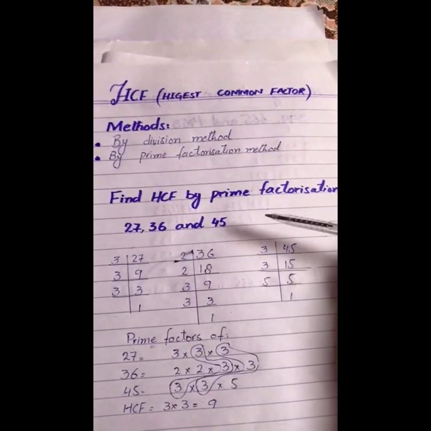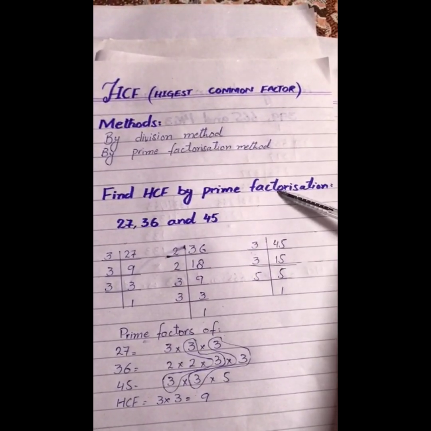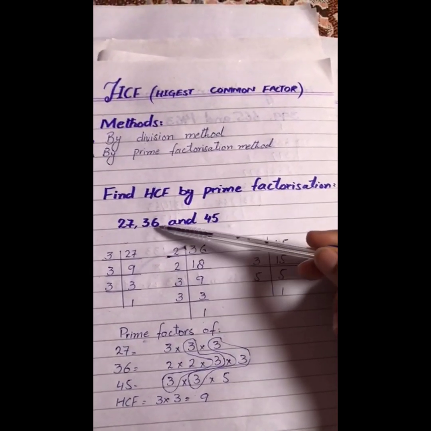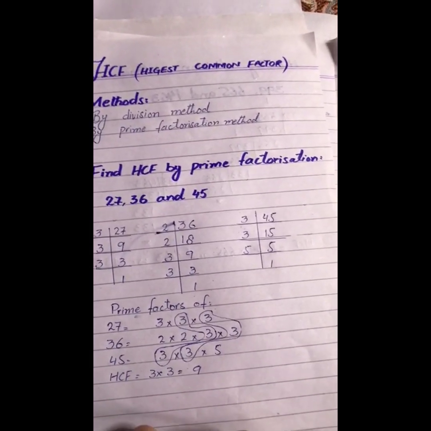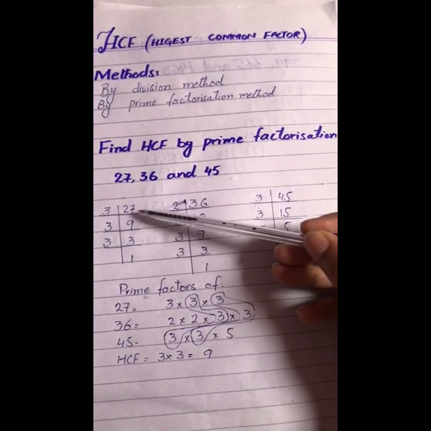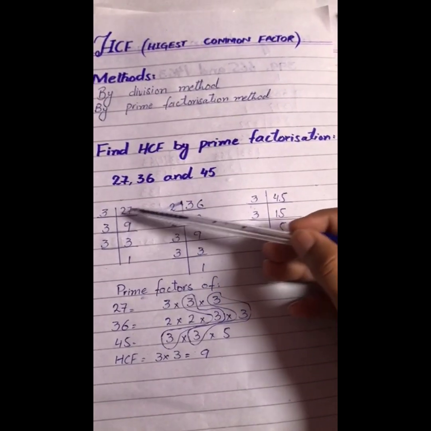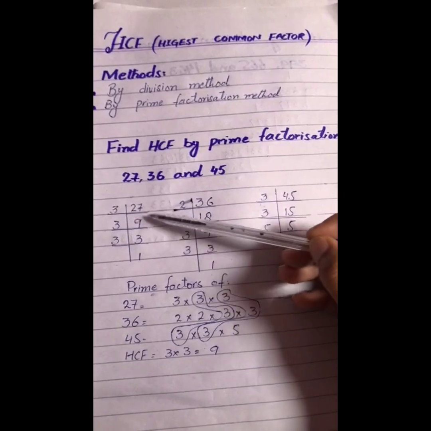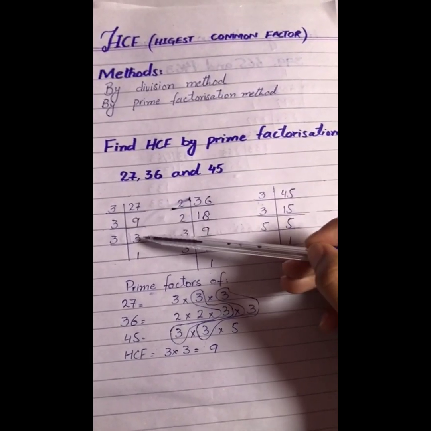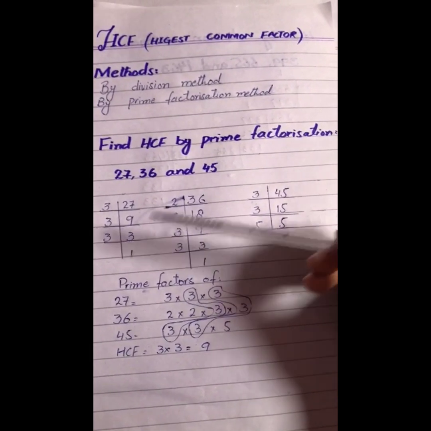Here are three values. We have 27, 36 and 45. So 27, we will divide this value first. The smallest factor of 27 is 3. So it will be divided by 3, 3 9s are 27. Then 3 3s are 9 and 3 1s are 3.